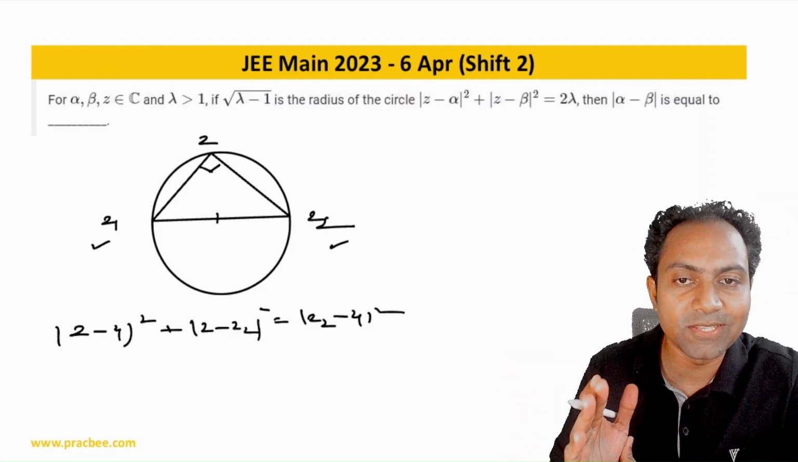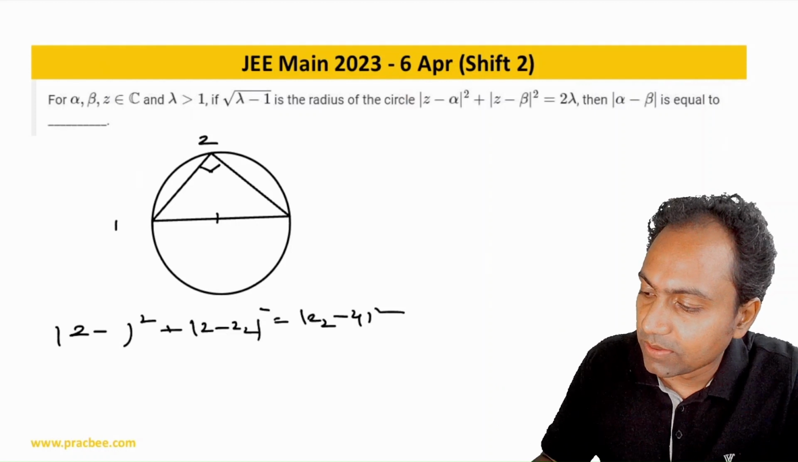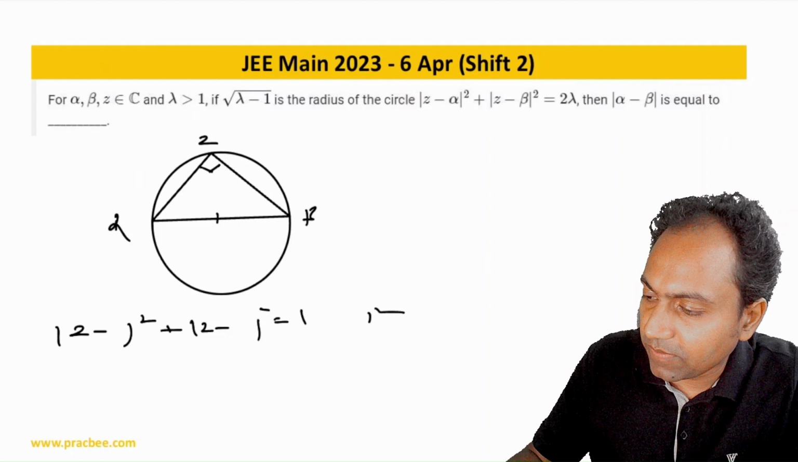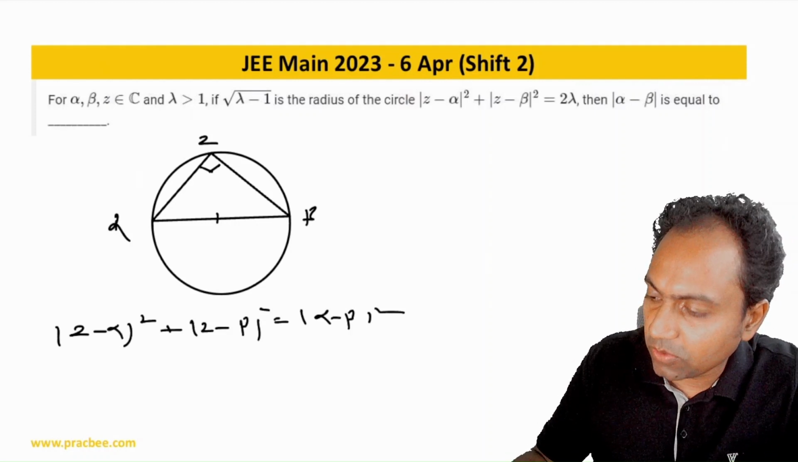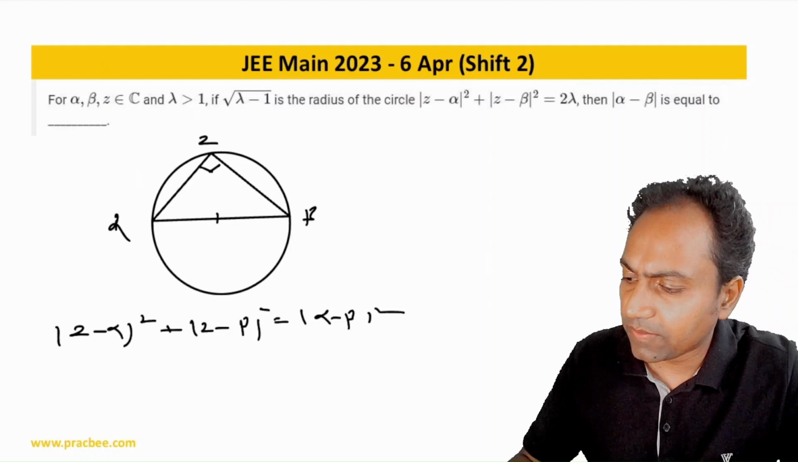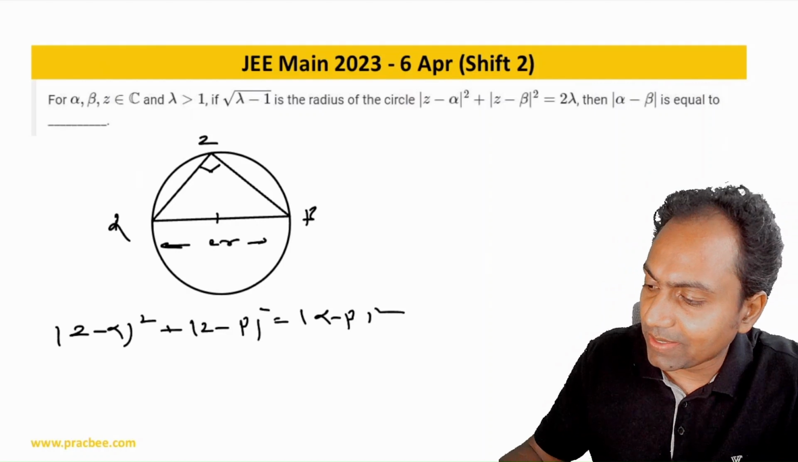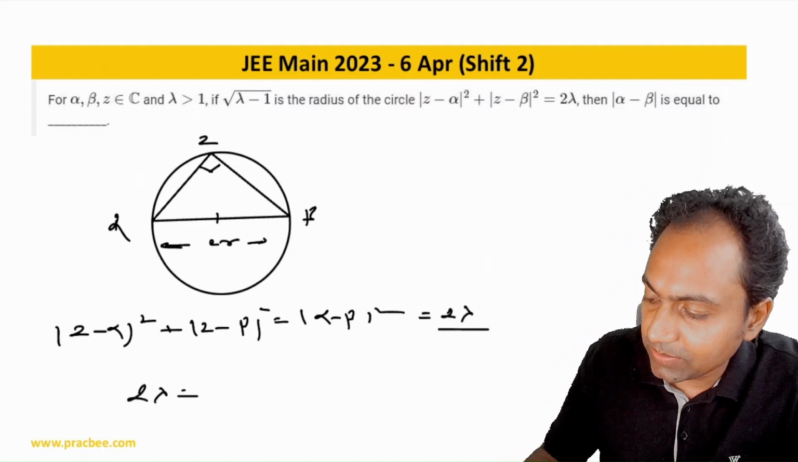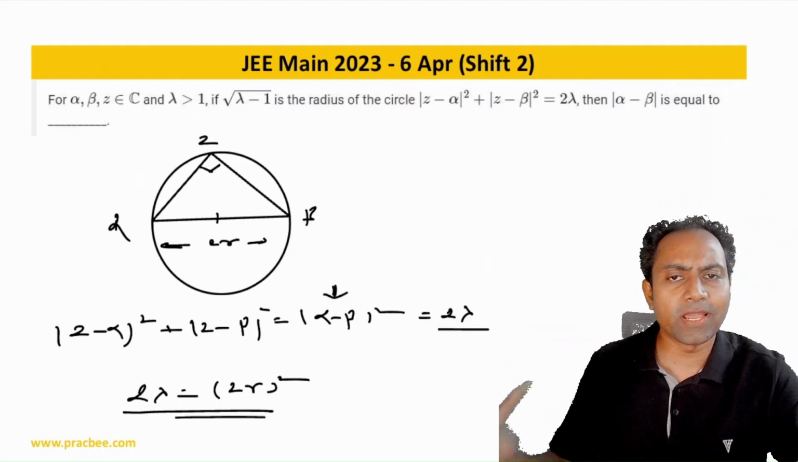Now instead of giving this, they have replaced z1 and z2 by alpha and beta. So this becomes mod of z minus alpha, mod of z minus beta. Then ideally the right side should become mod of alpha minus beta whole square. But instead of writing this, which is nothing but 2 times radius, that is the diameter, they have given this value as 2 times lambda. So 2 times lambda is nothing but 2 times r whole square, because mod of alpha minus beta is nothing but twice the radius, or the diameter.